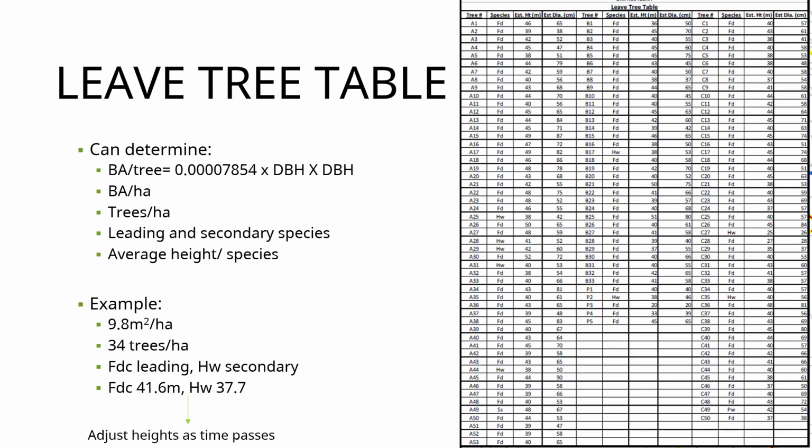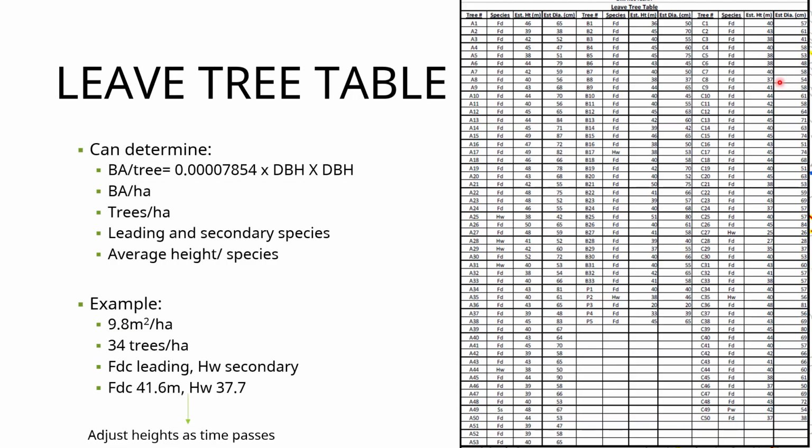In your office review, you might find a leave tree table like this one. If you find it, you can pull some great info from it, especially if you load it into Excel. So for example, for this one, I can quickly see that all the residuals are greater than 12.5 centimeters DBH, so they're all layer 1 trees. I can also tally the number of trees that are present. So in Excel, I could quickly see that there's 142 trees.